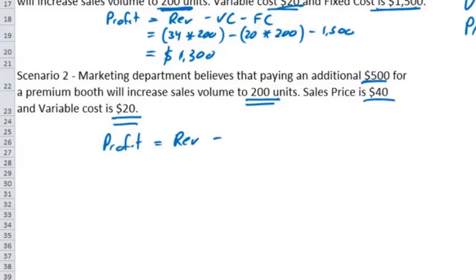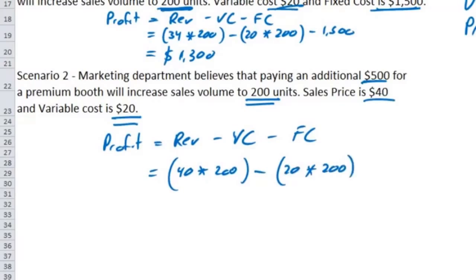Now just to show you how you could also solve the same question with just a formula, I know that profit equals revenue minus variable cost minus fixed cost. And we know our revenue in this case would be $40 a unit and we sell 200 of them, minus our variable cost, which is $20 a unit times 200 units, minus our fixed cost, which went up to 2000. And if you work this out, you get 2000 profit, which is higher than our budgeted profit of 1500.